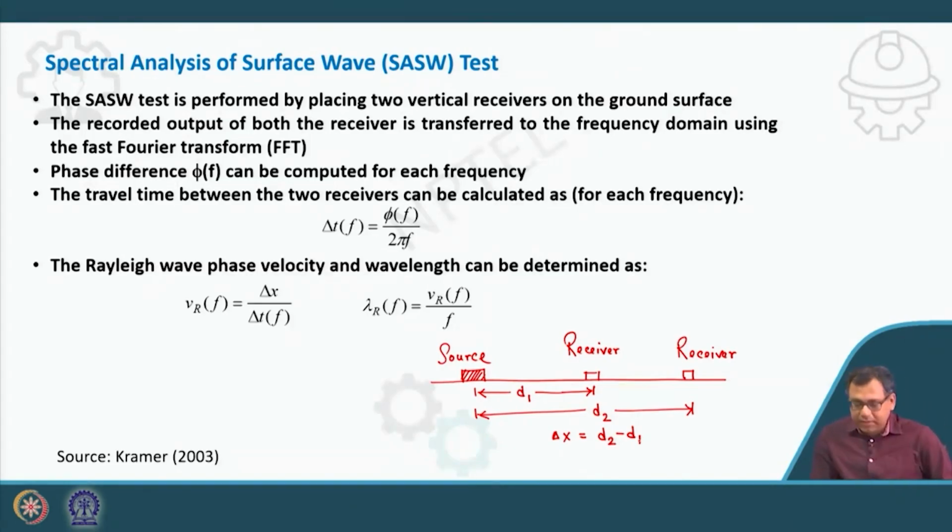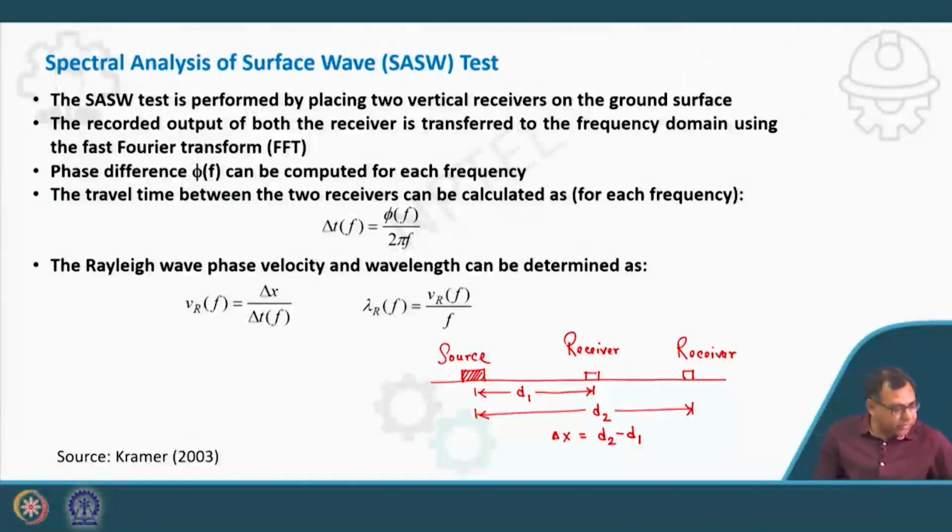Now I will generate the source and then generate the wave, and the receivers will record these waves. The recorded output for both receivers is transferred from the time domain to the frequency domain using the fast Fourier transform. I will discuss what the fast Fourier transform is, because I have already discussed the Fourier series.